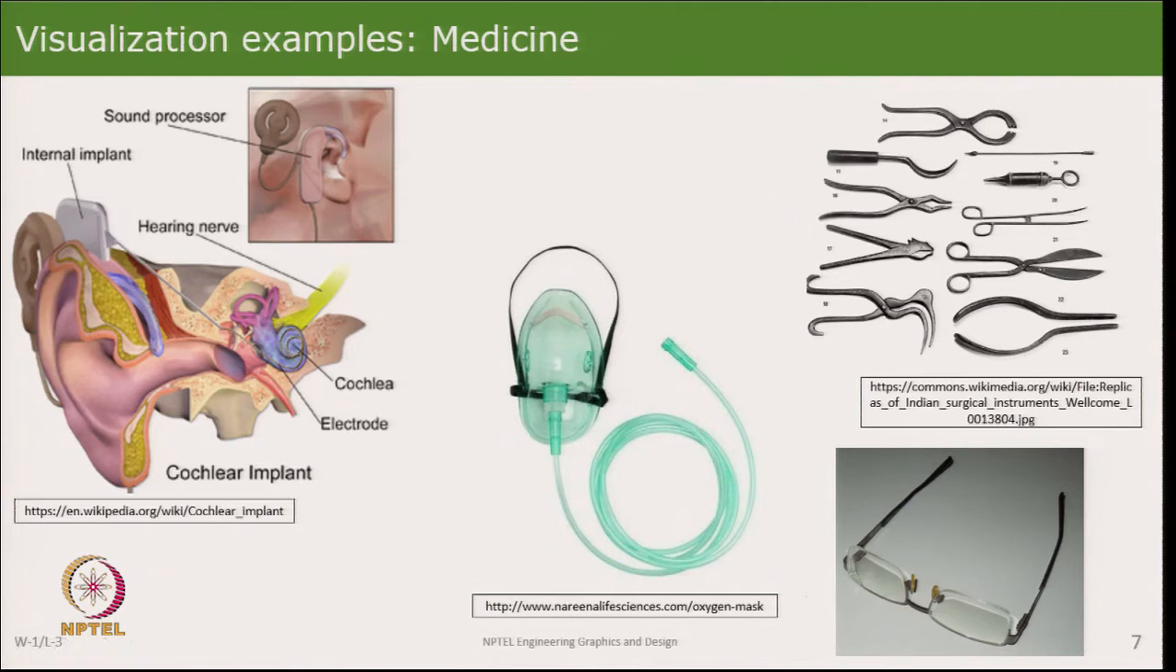Now, I give some examples from medicine or biomedical devices. The first one here is what is called a cochlear implant. If you have a hearing difficulty, a lot of research has gone on, and various types of devices have been invented, where you now put it into the ear and it restores your hearing to quite an extent.